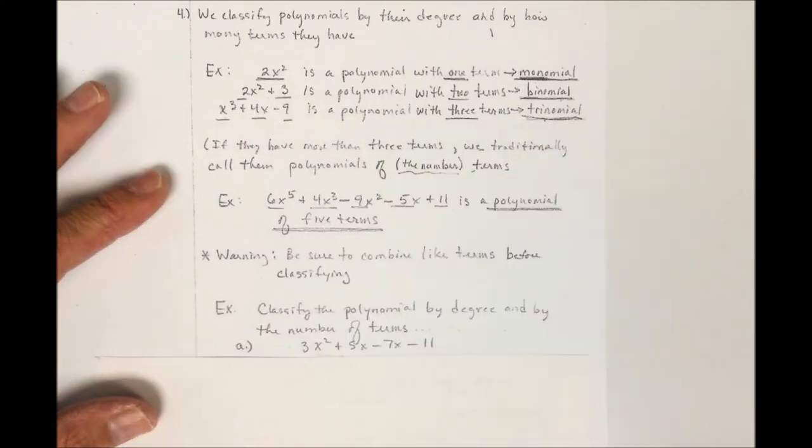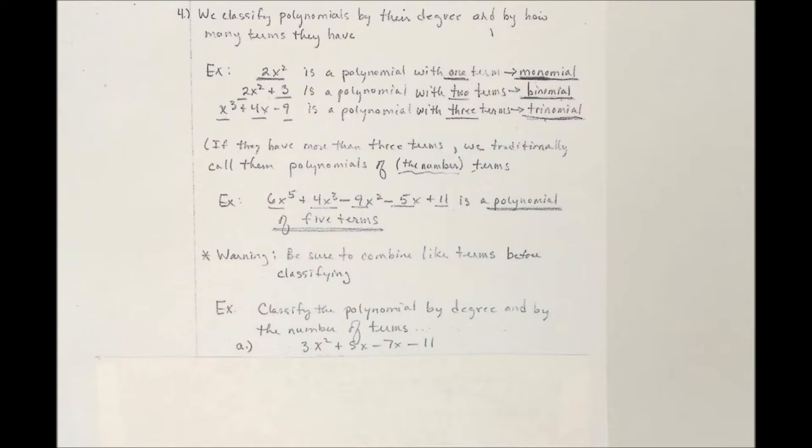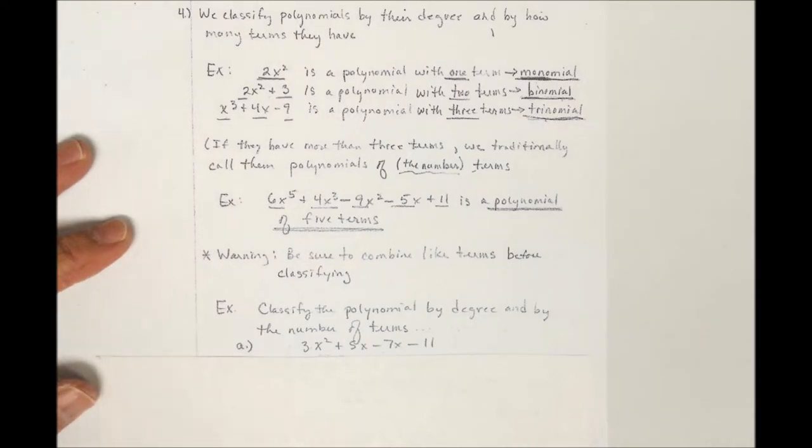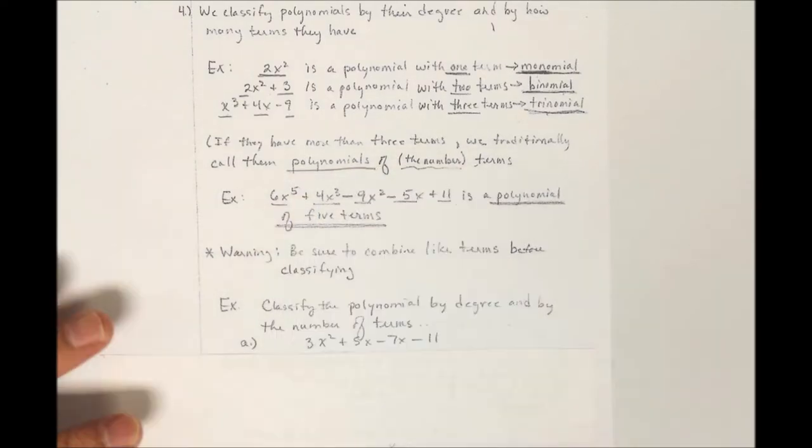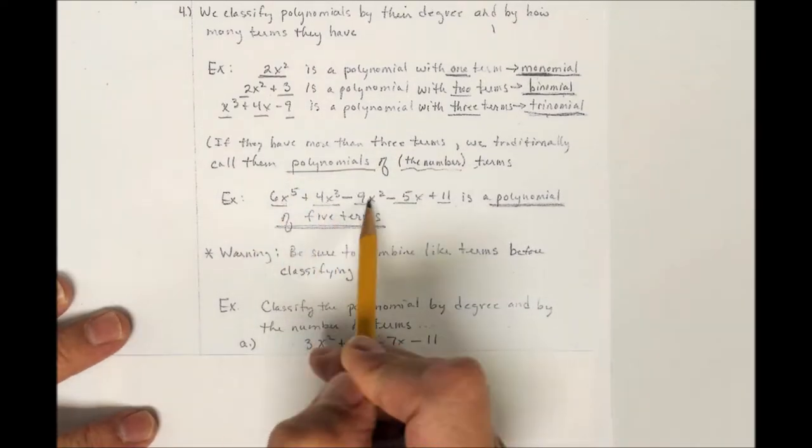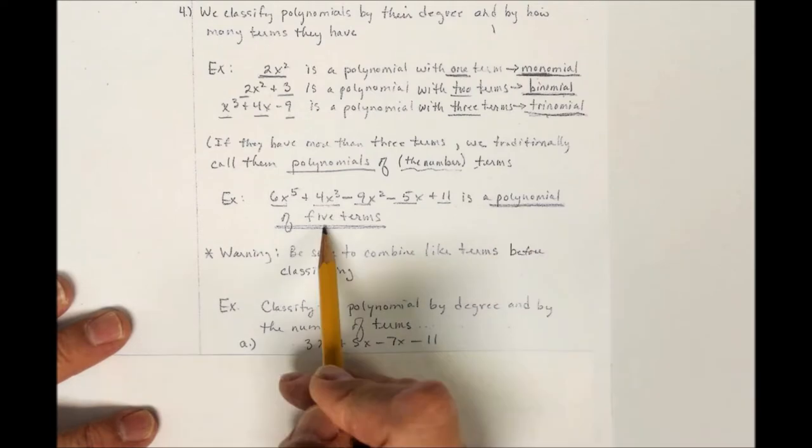Now, once we get past three terms, we don't have a quadnomial or a quintnomial or anything like that, to my knowledge. We just normally call them polynomials with four terms, polynomials with five terms, polynomials with six terms, or just classify them as polynomials by how many terms. So this guy's got 1, 2, 3, 4, 5 terms. We call it a polynomial of 5 terms.